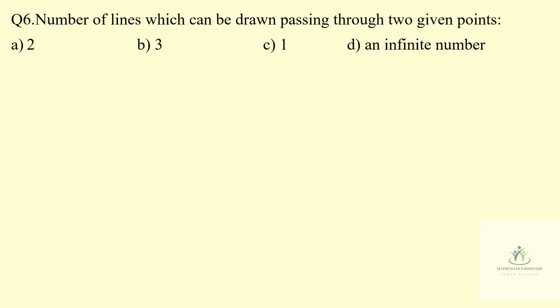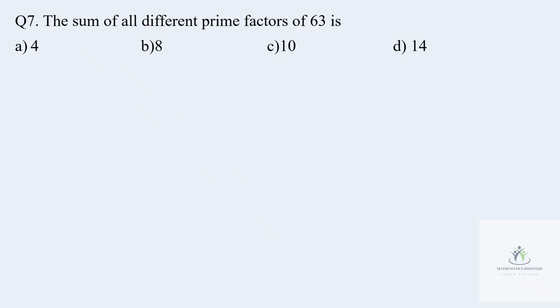Next, the number of lines which can be drawn passing through 2 given points. First, mark 2 points. So how many lines can we pass through these 2 points? There is only one line that can be drawn through these 2 points. So the answer is 1.